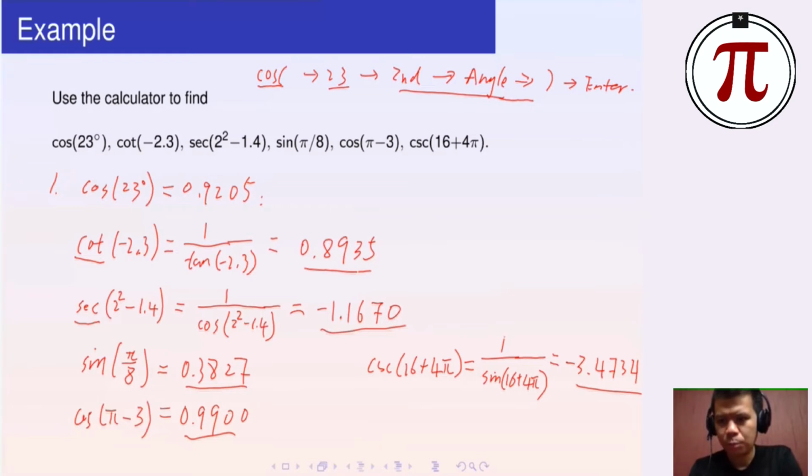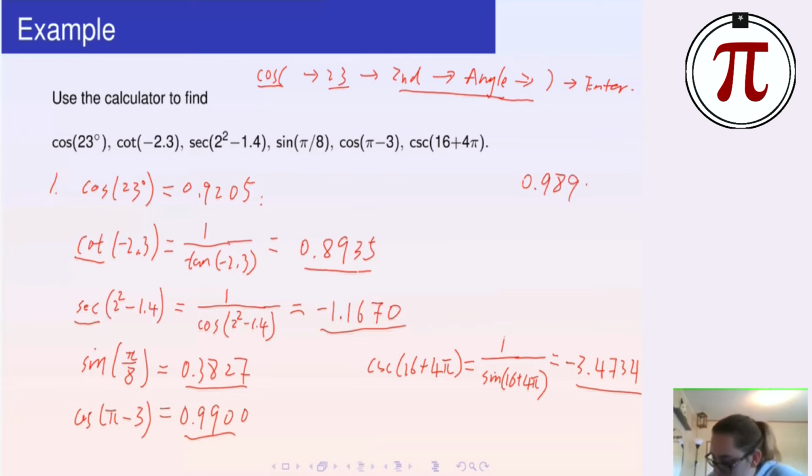Do we have any problems with this? Are we good with it? Any questions? For the cosine of pi minus 3, I keep getting 0.9899. I just want to know what you did wrong. Yeah, it's about rounding to the fourth decimal place. It's 0.9899. So what's the next digit? It's a 9.